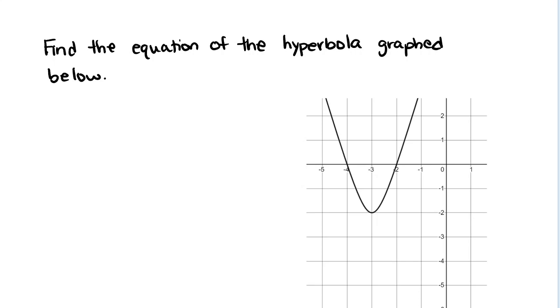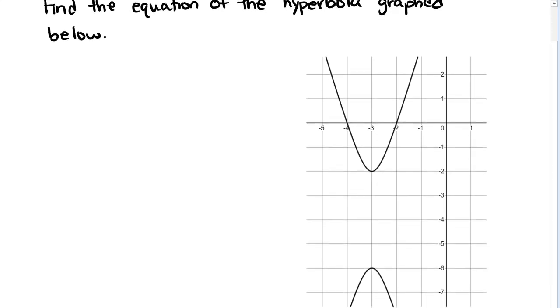So let's do the same thing for this vertically oriented hyperbola. Let's find the equation of this graph. So this one's a little bit more challenging because we don't have the asymptotes, but one thing we can identify right away is the center. Right, so here's the center. And this is the point -3, -4. And then because this hyperbola is vertically oriented, we can see the b value right away. And so here we see that b is equal to 2.